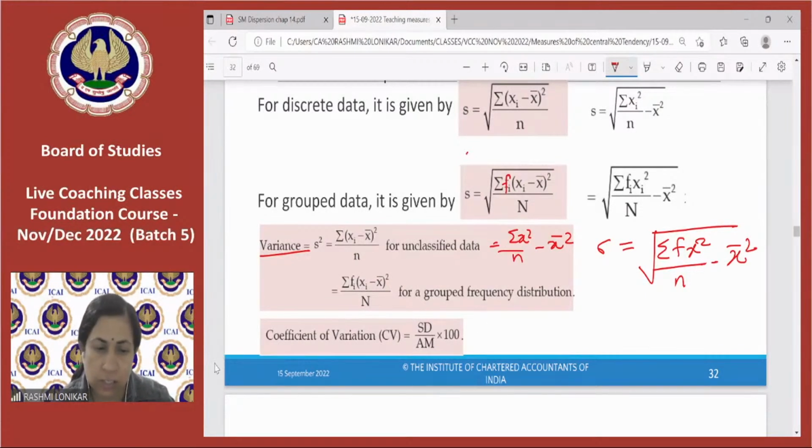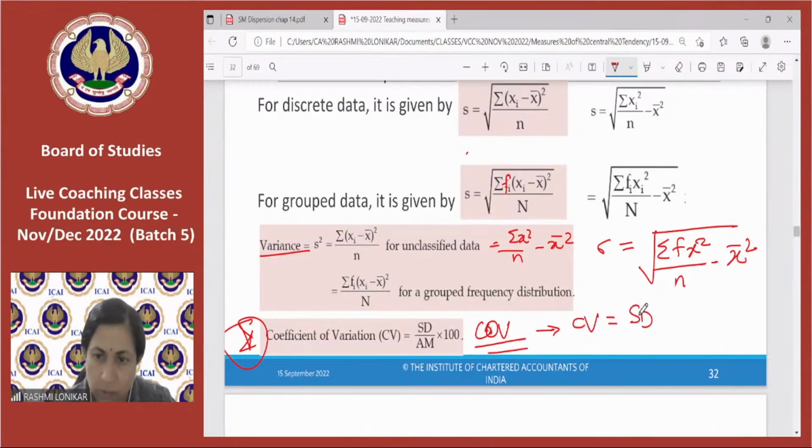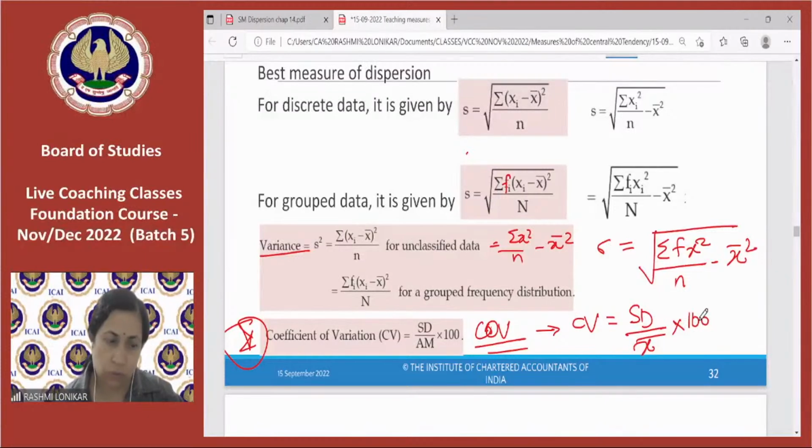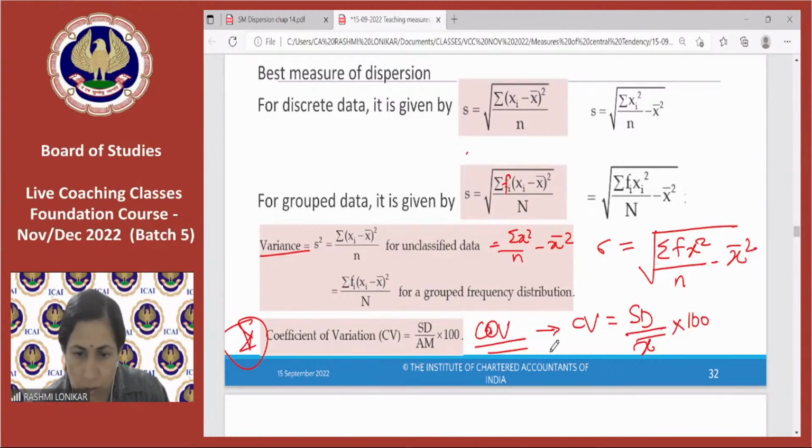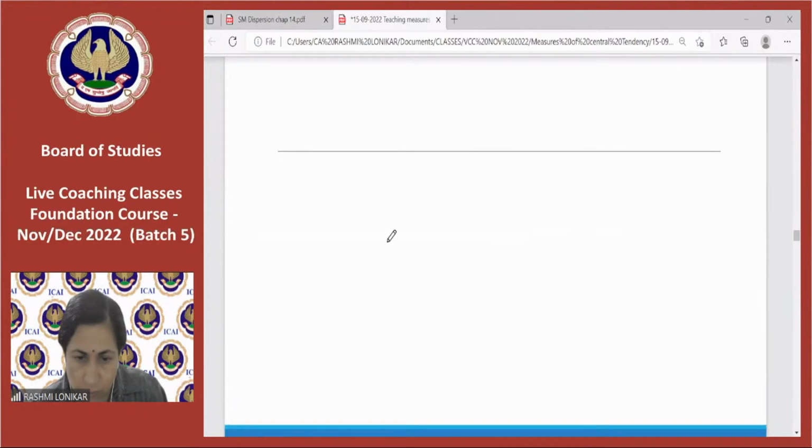Then coefficient of variation. You get a lot of sums on this formula. Coefficient of variation is standard deviation upon arithmetic mean into 100. This coefficient of variation, COV or CV, is very important. It is nothing but the standard deviation which you have calculated from any of the formulas above, upon the mean that you already calculated when calculating the standard deviation, into 100. Okay, so this is how you are supposed to do it. These are the formulas, and now we go to the sums.